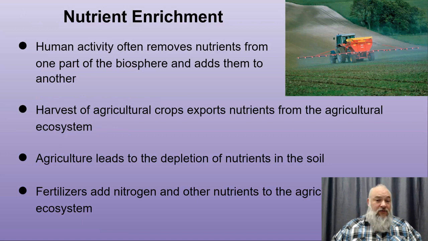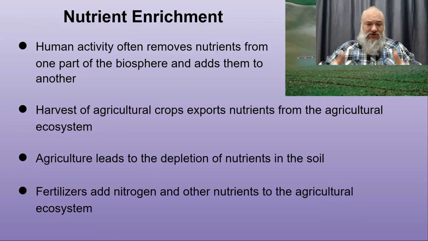Human activity often removes nutrients from one part of the biosphere and adds them to another. If you're growing plants on a field, they're going to suck up nutrients from the soil and put them in their biomass. We cut the plants down, take them away, eat them somewhere else, and they go into a landfill or compost site, right? But now those nutrients are not in the soil where they grew. In nature, the plants would grow, thrive, and die, and the nutrients would return to the soil. So we are moving nutrients around in nature artificially, and that will deplete the nutrients in the soil.